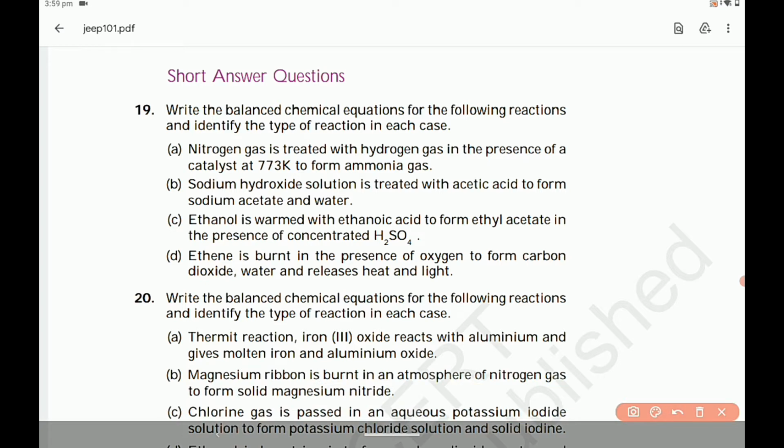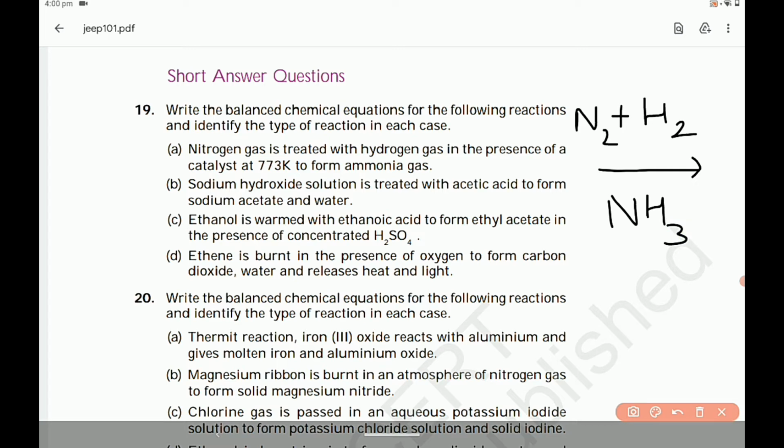Write the balanced chemical equations for the following reactions and identify the type of reaction in each case. So the first one is nitrogen gas is treated with hydrogen gas in the presence of catalyst at 773 kelvins to form ammonia gas. Ammonia formula is NH3.